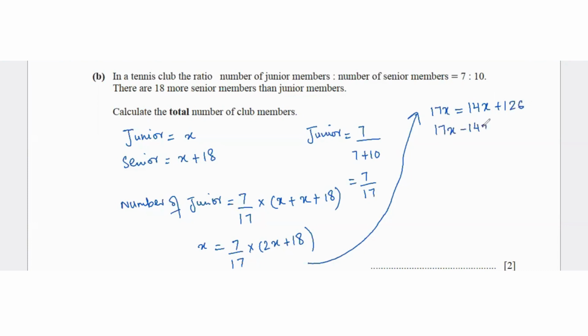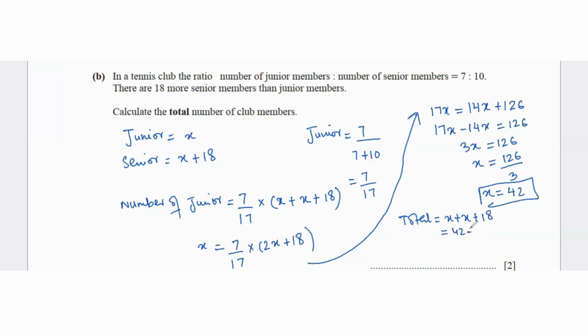17x minus 14x equals 126, which is 3x. So now we divide 126 by 3, and that is equal to 42. So if x is 42, total is going to be x plus x plus 18, which is 42 plus 42 plus 18. That's going to be 102. That is the total number of members.